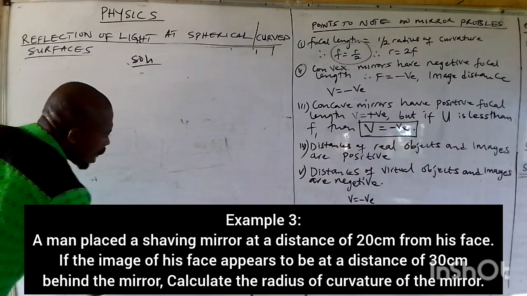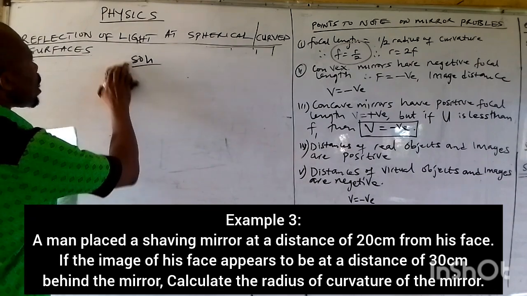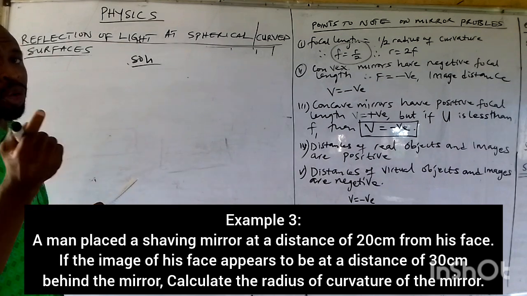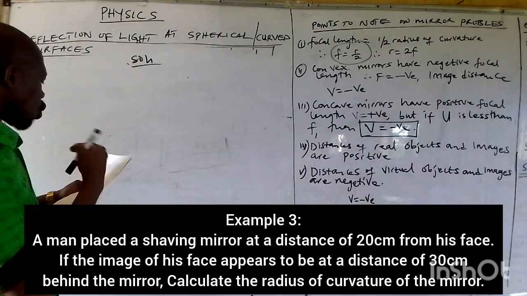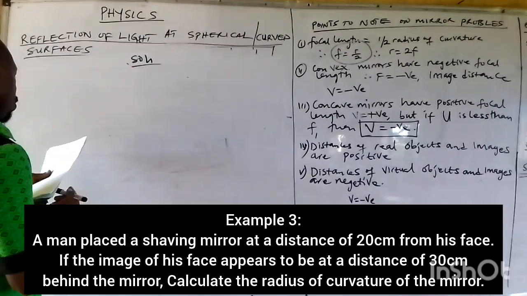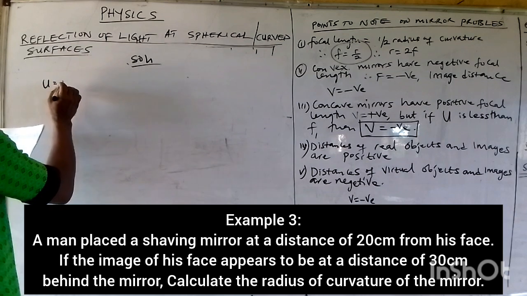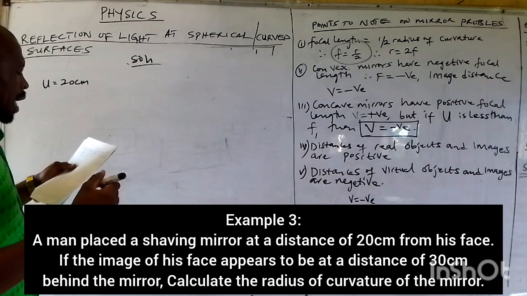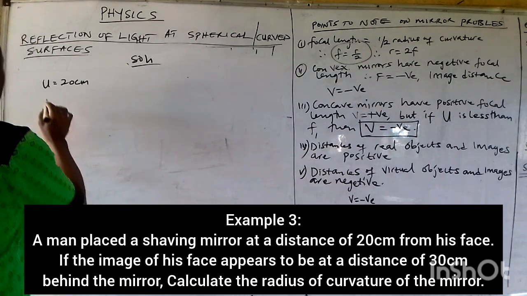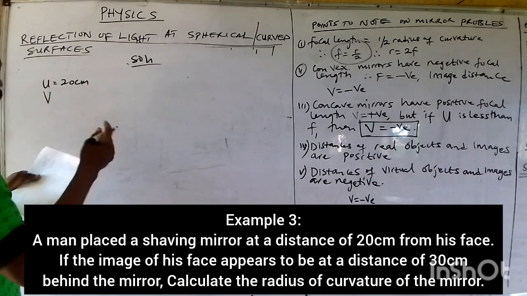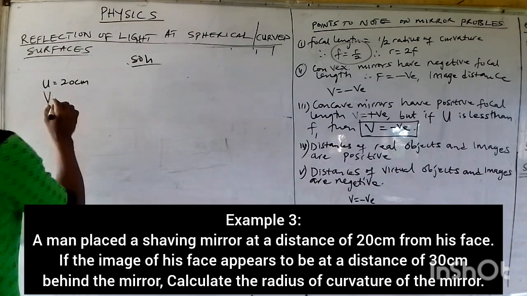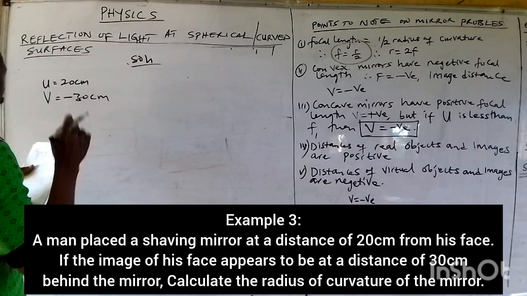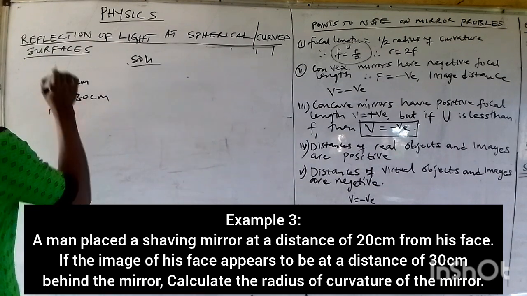From here, a man placed a shaving mirror. Of course, a shaving mirror is a concave mirror, so we should expect F to be positive. So, a man placed a shaving mirror at a distance of U is 20 cm from his face. If the image of the man appears to be at a distance of 30 cm behind the mirror, since it is behind, we have minus 30 centimeters. Calculate the radius of curvature. R is what you're looking for.